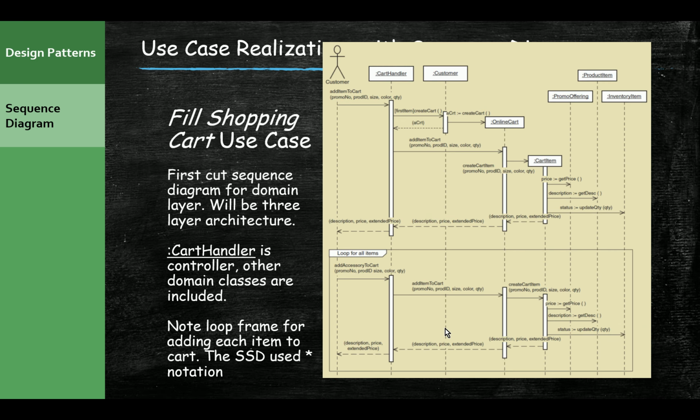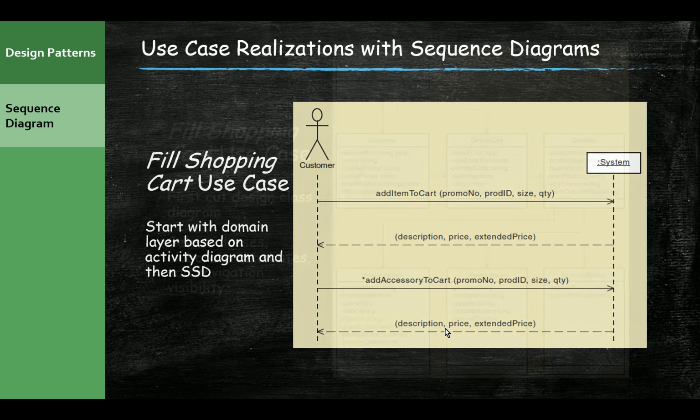So we would place all those classes on our sequence diagram and show the interaction over time between all those different classes. So again, I'll take a step back here. We started with our system sequence diagram, which shows the interaction between the actor and the system.